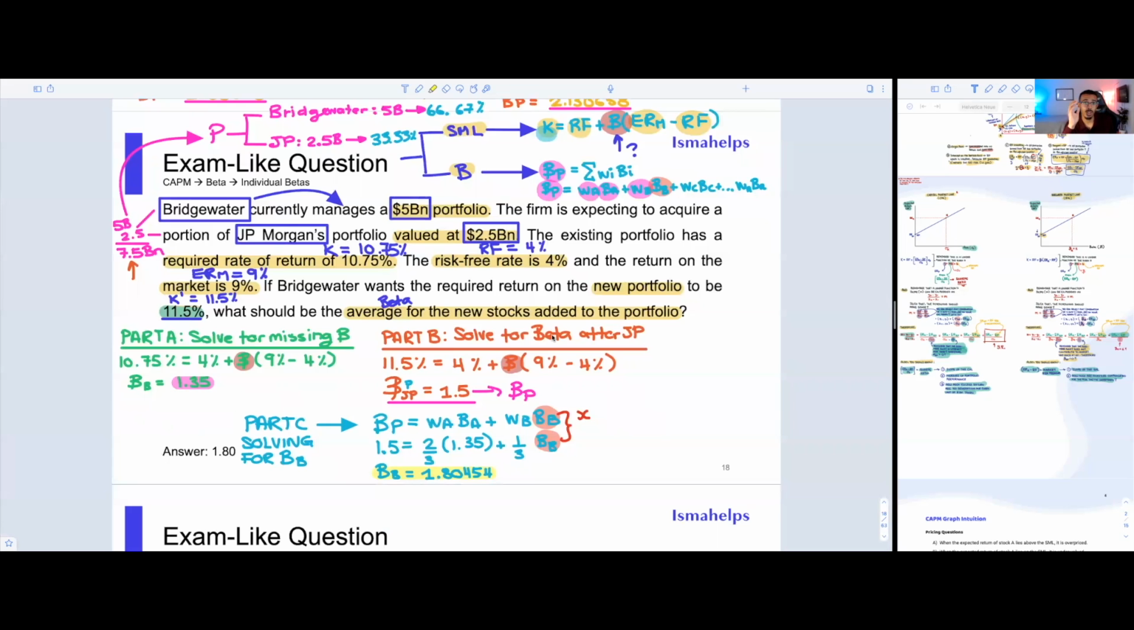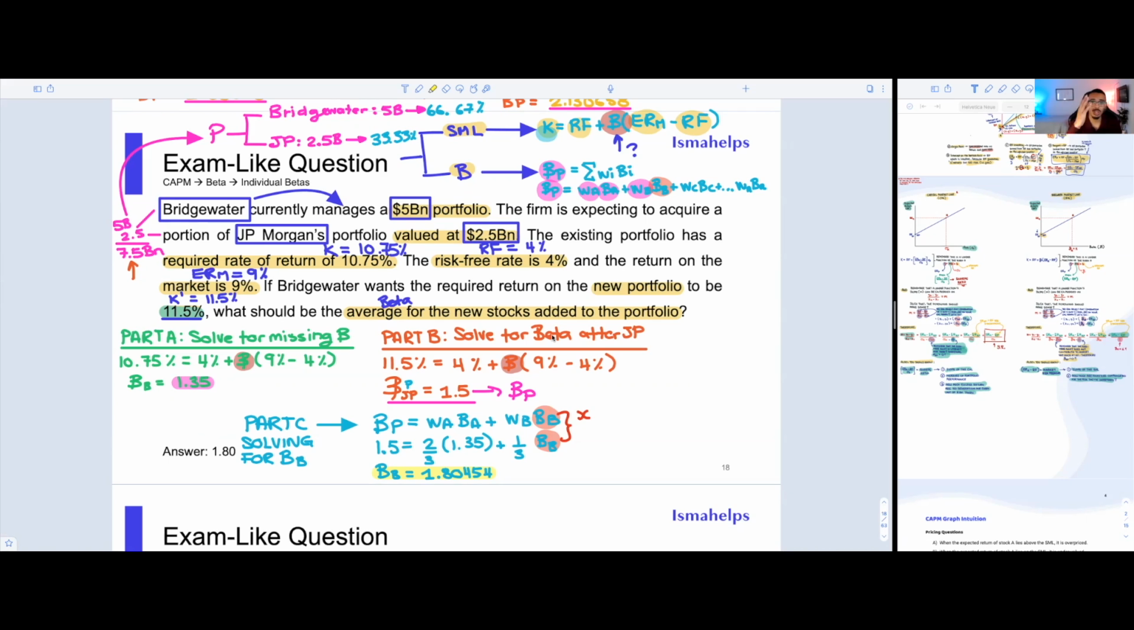If you think about it, every single question we do at ISMA Helps is very much a game of figuring out what chapter we are in, and then figuring out within that chapter what are the concepts that you need to remember. For CAPM, it's beta, the CAPM formula, maybe pricing, maybe alpha. In this specific question, it's obvious to us. We're going to need to use the CAPM formula, and we're going to need to use the portfolio beta formula.